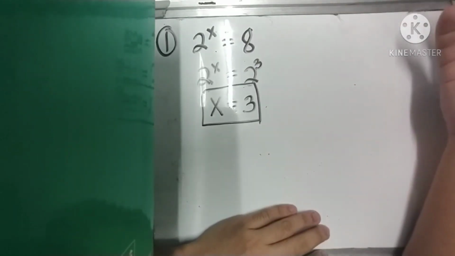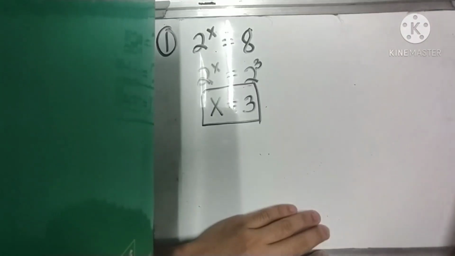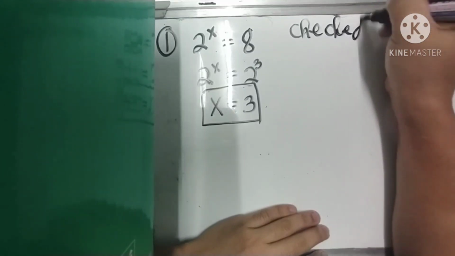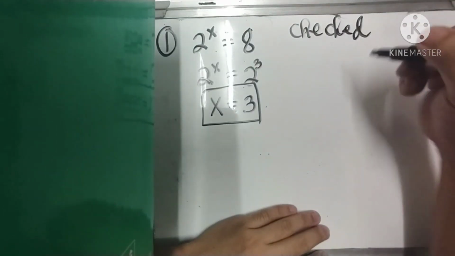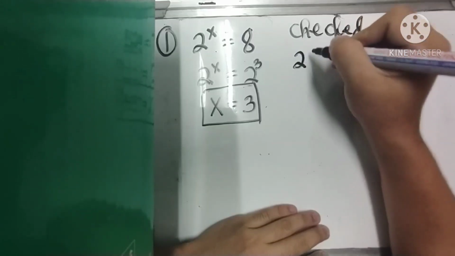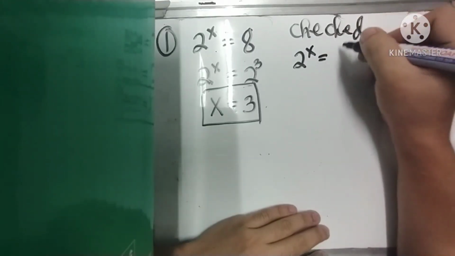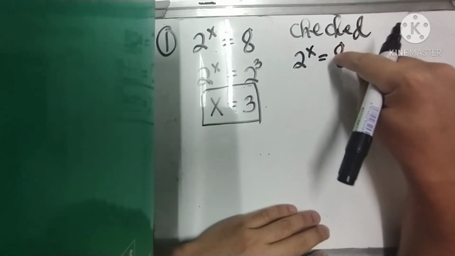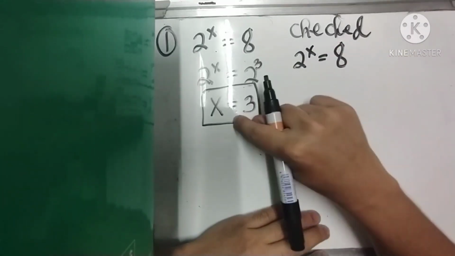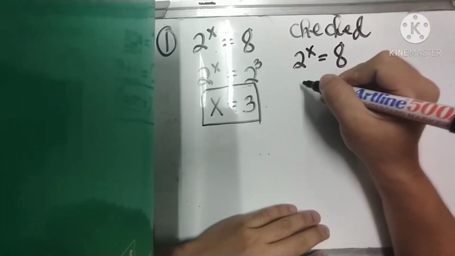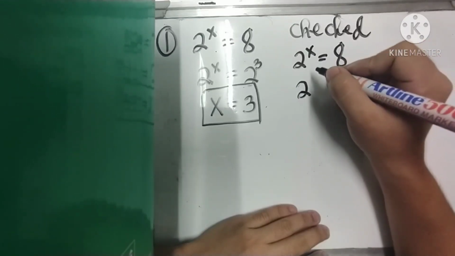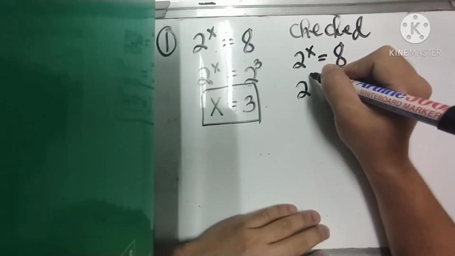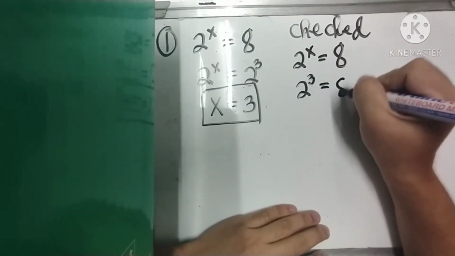Now, if you are doubtful if the value of your x is correct, we can check that one by checking. So, let us check if the value of x is correct by applying substitution using the given equation. Okay, so we are given 2 to the power of x, which is equal to 8. Now, we already know that the value of our x is positive 3. So, substitute 3 to the x. Okay, so pulihan na to. So, 2 to the power of x, where x is equal to 3, is equal to 8.